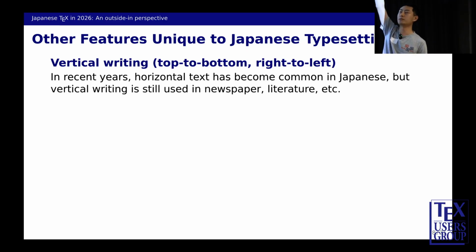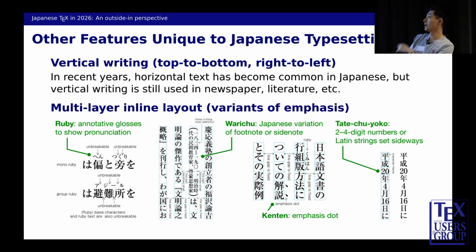So we start from the top to the bottom, from right to left, kind of progressing. And in recent years, at least for STEM documents, we use horizontal text rather than vertical writing, even in Japanese text, but vertical writing is still used in newspapers or literature or some specific fields.